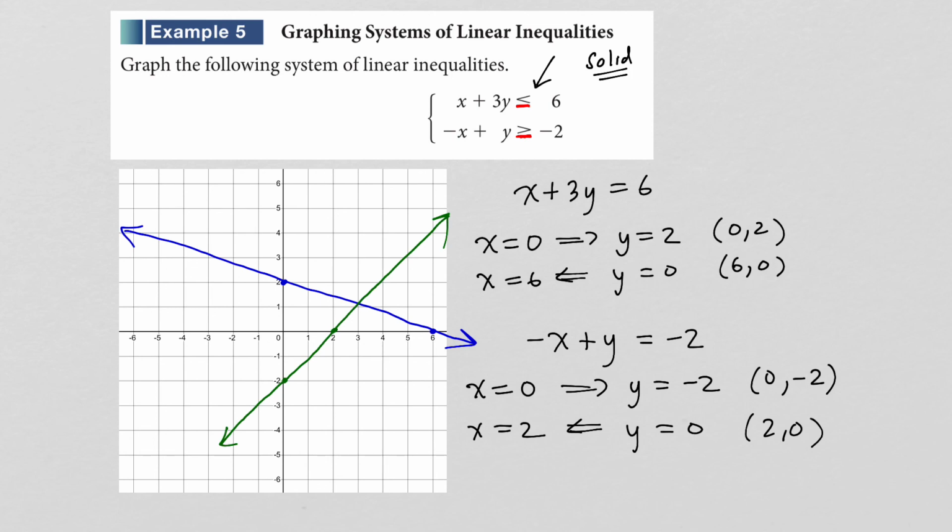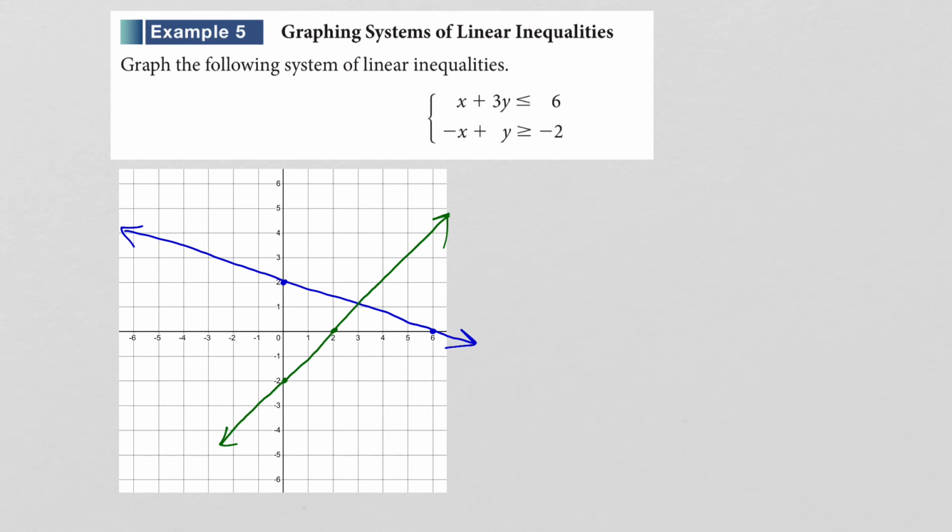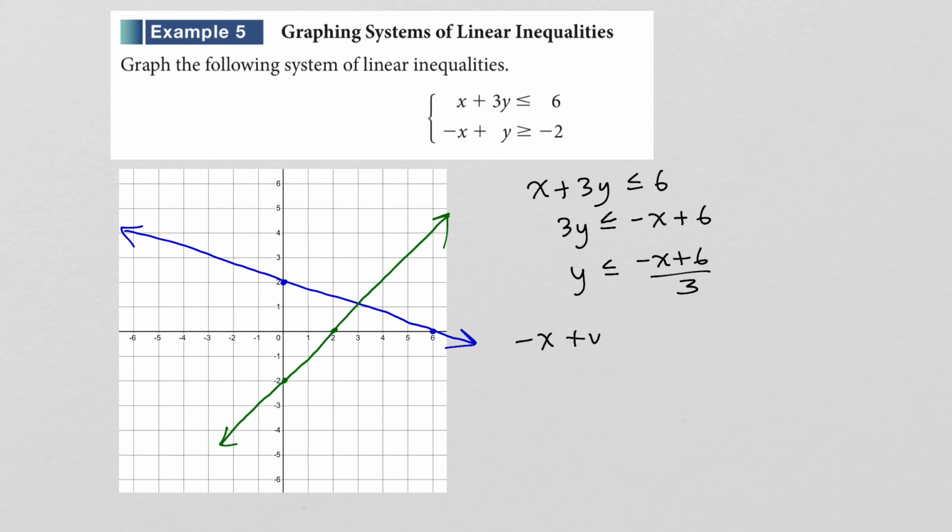Now I need to shade the region that satisfies both of these. To get that region, I'm going to take each equation and solve for y. So I have x plus 3y is less than or equal to 6. Solving for y, I'm going to subtract x from both sides, which gives us this. And then I'm going to divide by 3, which gives us this. In the second equation, we have negative x plus y is greater than or equal to negative 2. Solving for y here involves simply adding x to both sides.